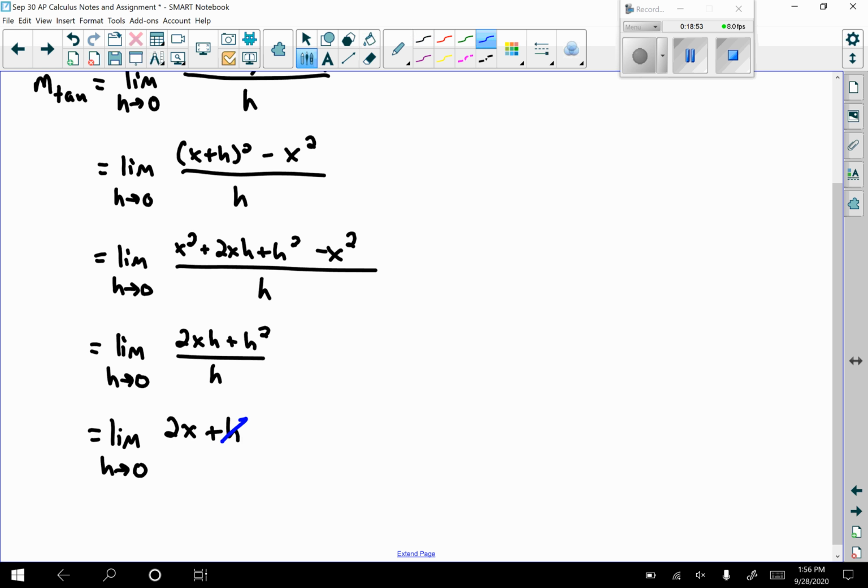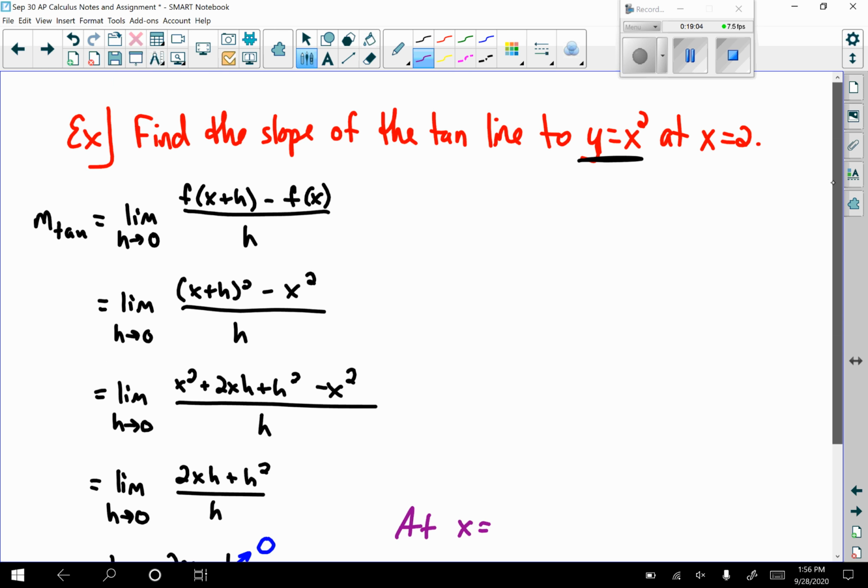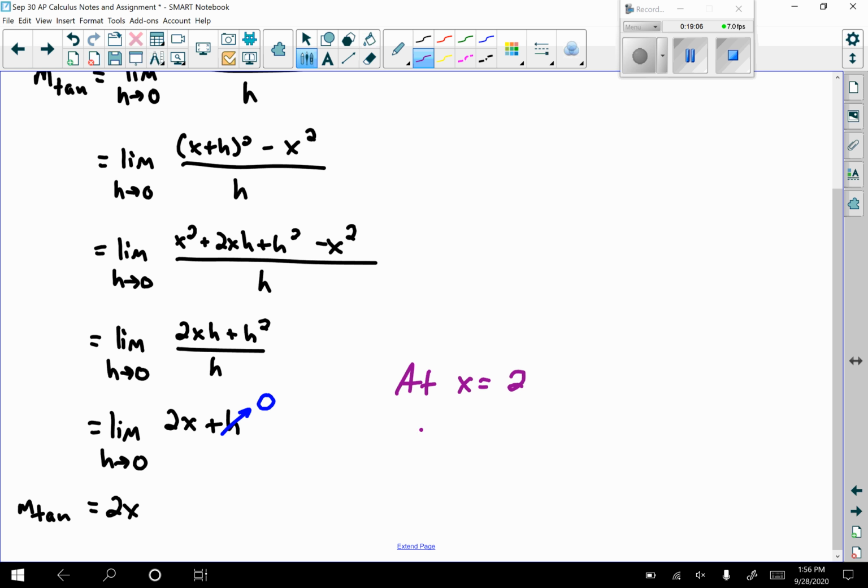Now I could substitute in the 0 for h, so this will just become a 0. And now I just get 2x. So this is the slope of our tangent line. Now at x equals 2, the slope of our tangent line becomes 2 times 2, which is 4. So the slope of our tangent line is 4, specifically at this x value of 2.